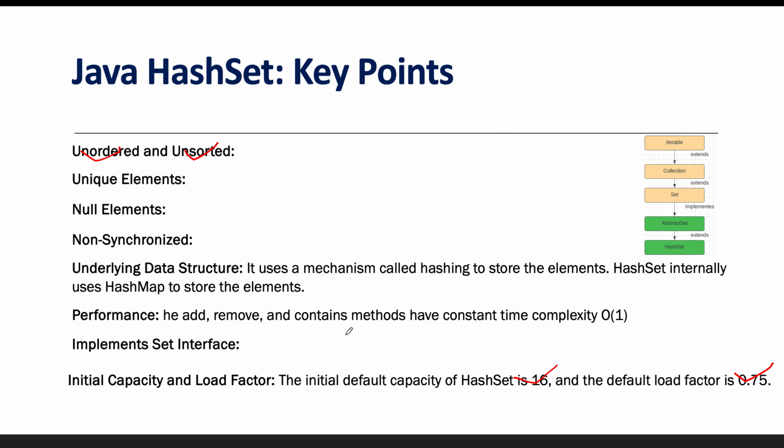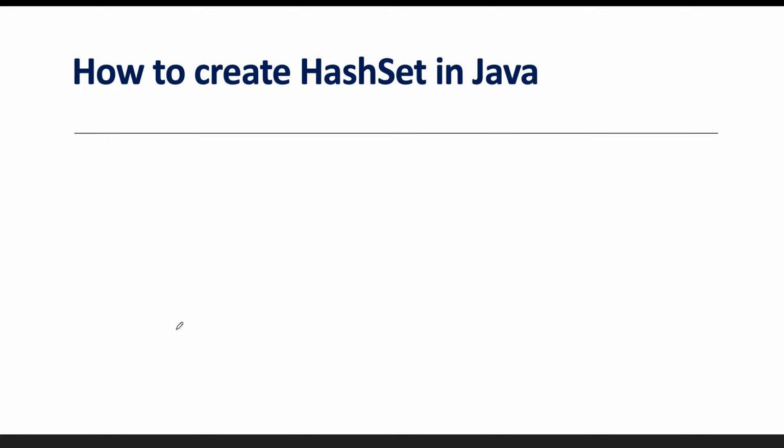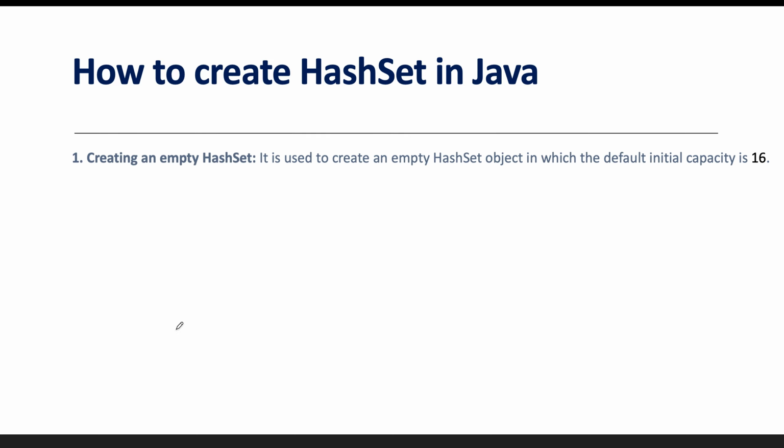Now let's see how we can create a HashSet in Java. HashSet provides a couple of constructors, and using them we will be able to create the HashSet. First, we can create the HashSet as empty. An empty HashSet means Java is going to provide an initial capacity of 16, as we discussed in the key points. So this is the syntax for creating that HashSet.